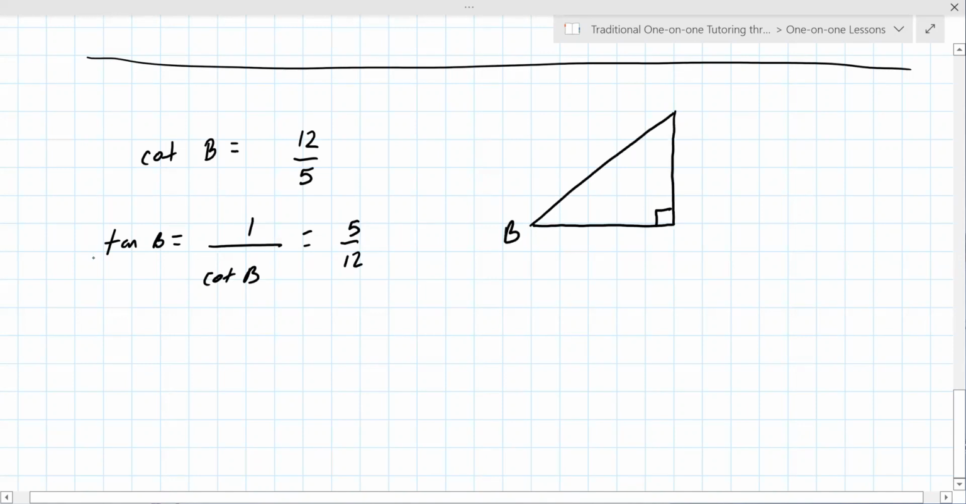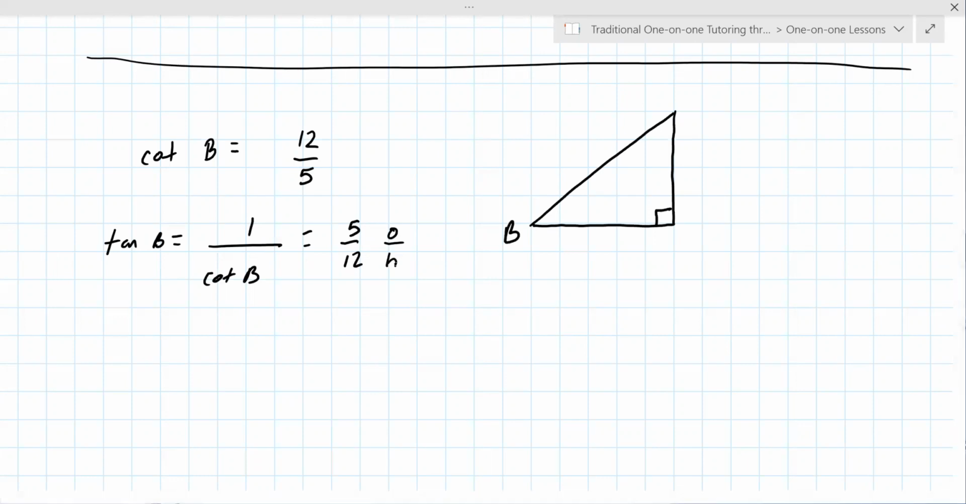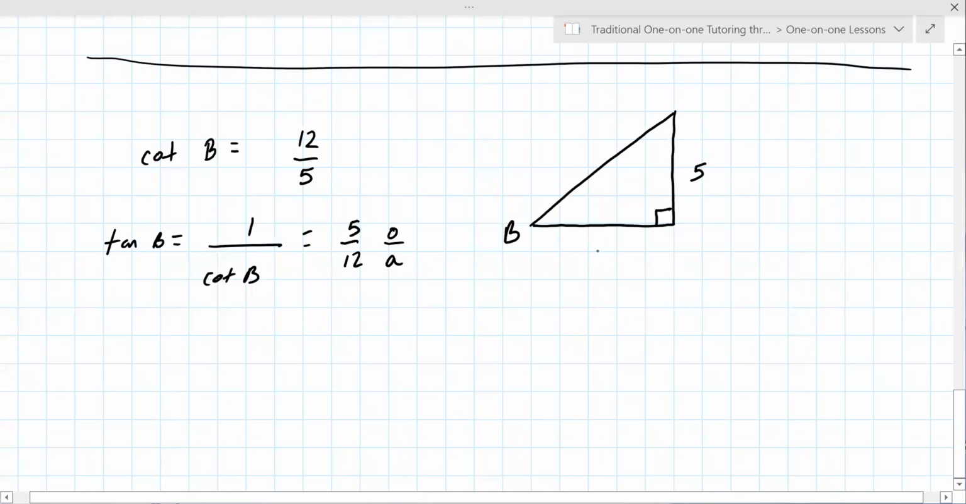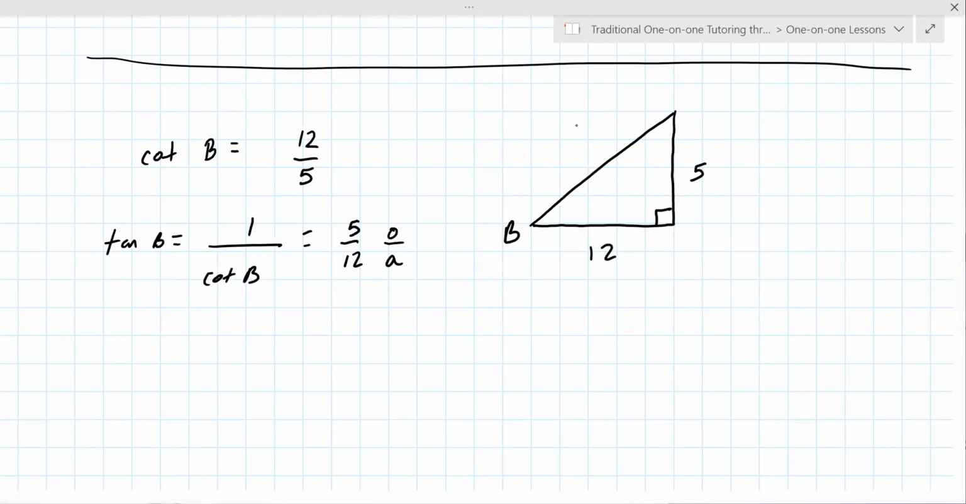But tangent, you have to remember, tangent is what over what? It's opposite over hypotenuse. So where does the 5 go? Where does the 12 go? I'm sorry, I've got this wrong. It's opposite over adjacent. So the opposite is 5. The adjacent is 12. You always want to find the hypotenuse here. What is the hypotenuse in this case? 13. 13, good.